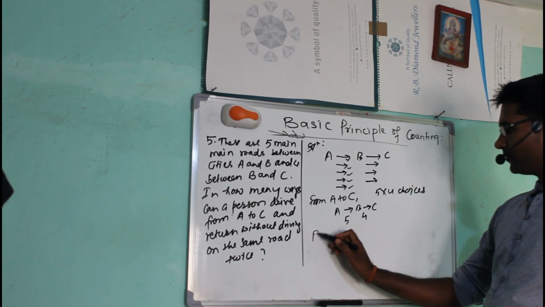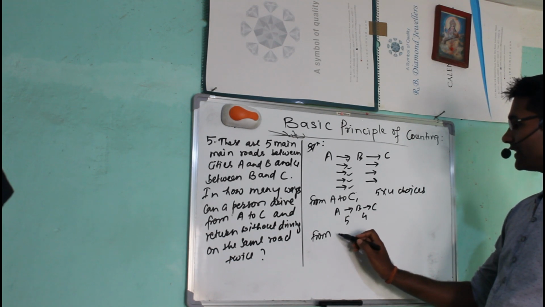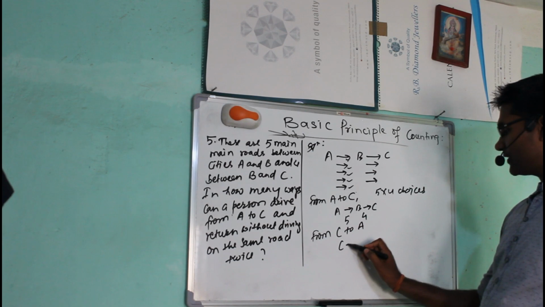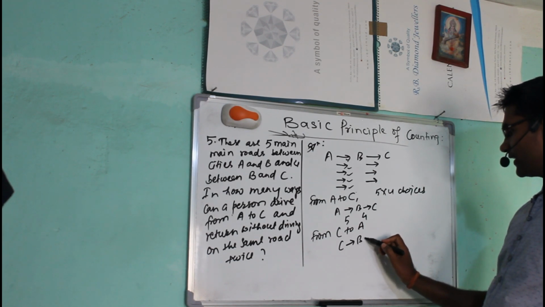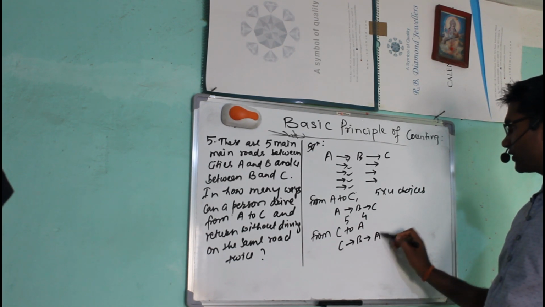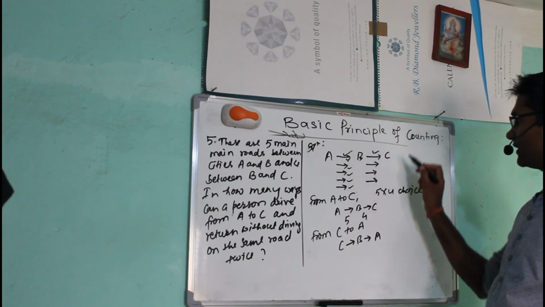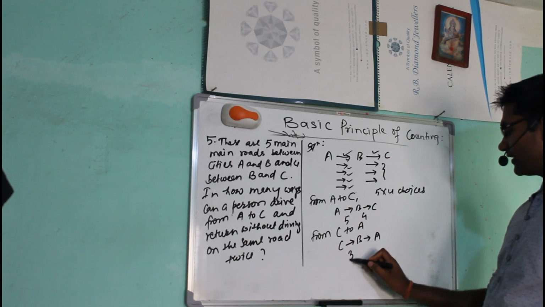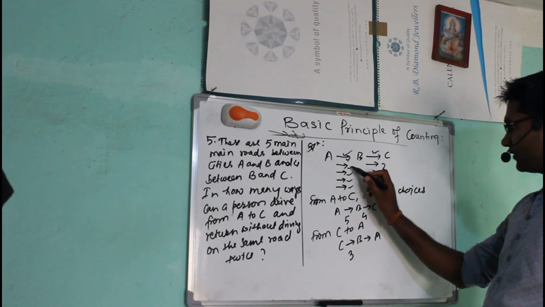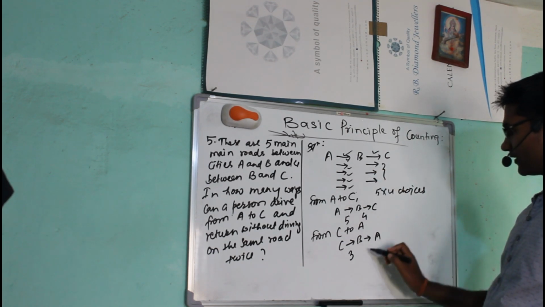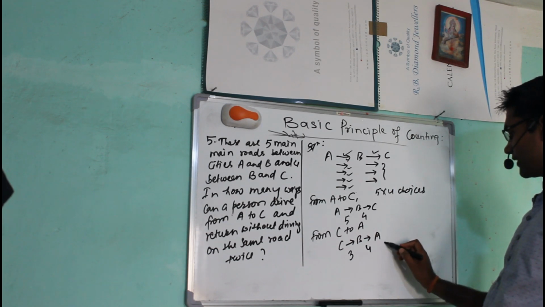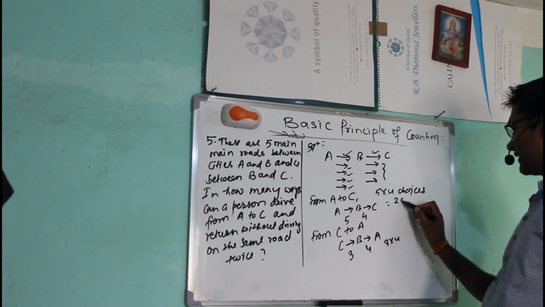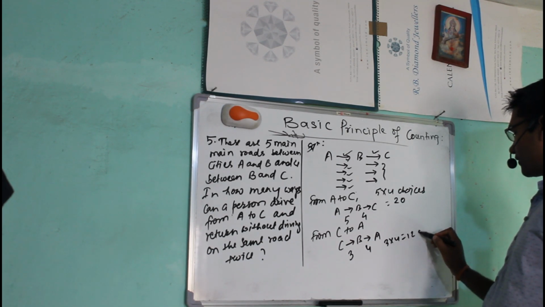Now while returning from C to A, we will map from C to B first and then drive from B to A. While returning, suppose the first roads are already used, so there are only 3 choices from C to B. From B to A we have choices 1, 2, 3, remaining 4. That means 3 into 4, which is 12 choices, and the first part is 20.